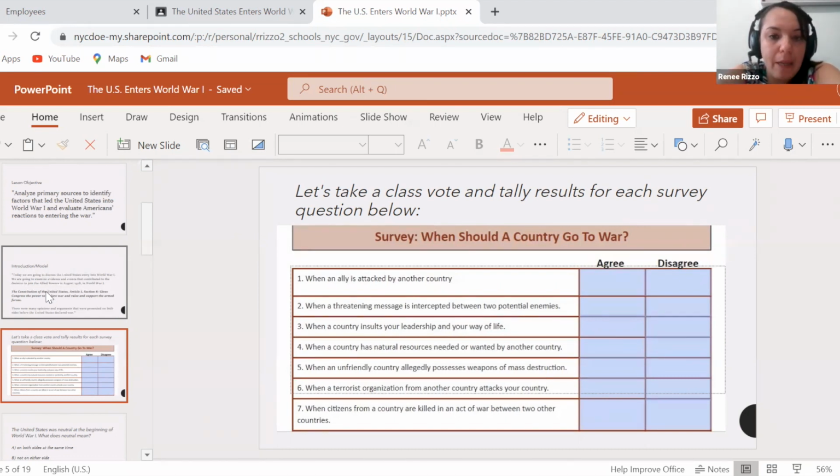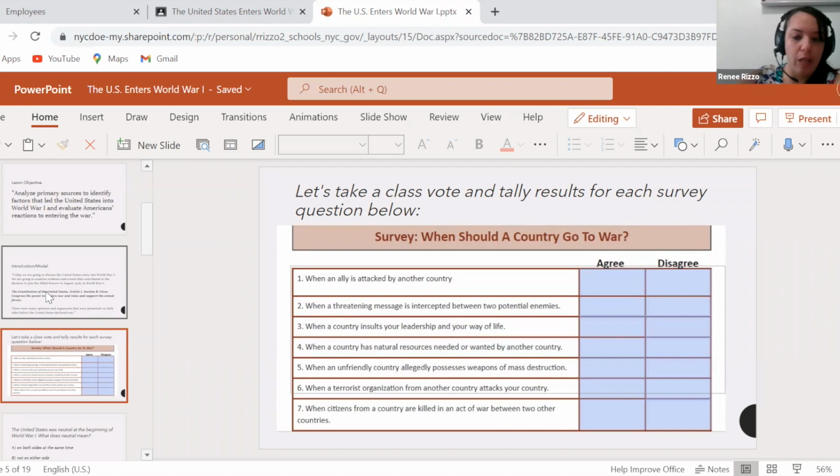Number two, when a threatening message is intercepted between two potential enemies. Agree or disagree? Three, when a country insults your leadership and your way of life. Agree or disagree? Four, when a country has natural resources needed or wanted by another country. Agree or disagree? Five, when an unfriendly country allegedly possesses weapons of mass destruction. Agree or disagree? Six, when a terrorist organization from another country attacks your country. Agree or disagree? And finally, when citizens from a country are killed in an act of war between two other countries.